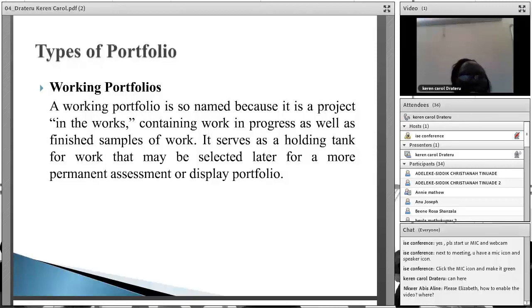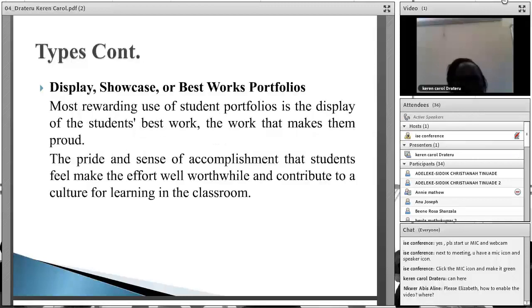Then working portfolios. A working portfolio is so named because it is a project in the works, containing work in progress as well as finished samples of work. It serves as a holding tank for work that may be selected later for a more permanent assessment or display of portfolio.